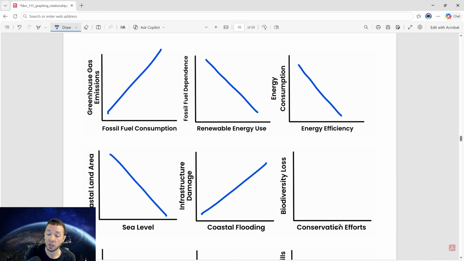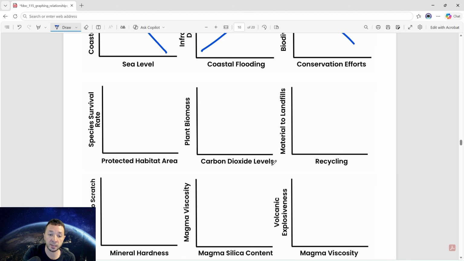It would go up. If there's conservation efforts, what happens to the amount of biodiversity that we lose? It should go down. As protected habitat area goes up, the species survival rate should go up too. Carbon dioxide levels go up. What happens to plant biomass? Should go up. Recycling go up. Material to landfills goes down.